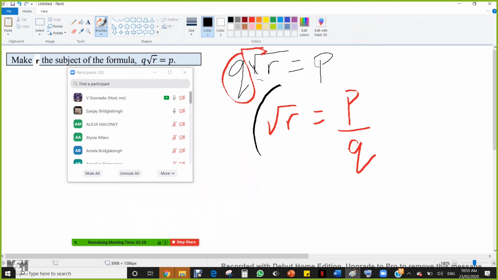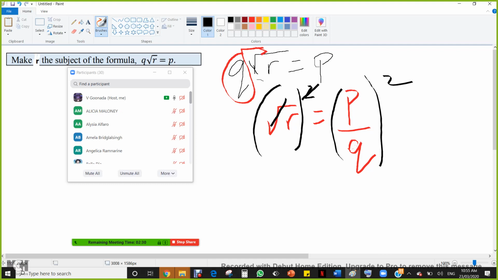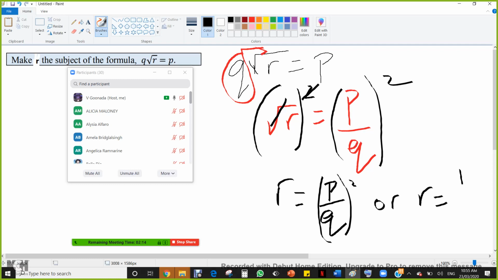Square it. Correct. So we find the square, and what you do on one side, you have to do on the other side. So this cancels off with that. R is equal to P over Q all squared, or R is equal to P squared over Q squared. Whichever one you got, you can leave it as that, okay?